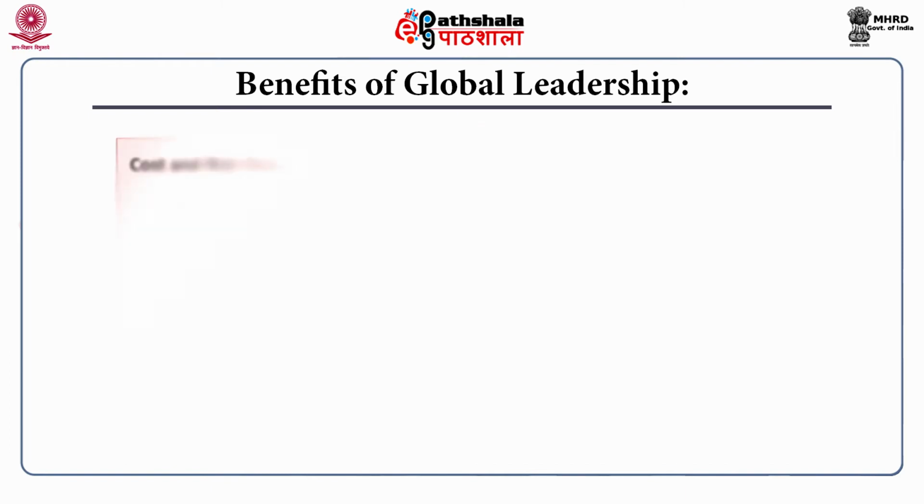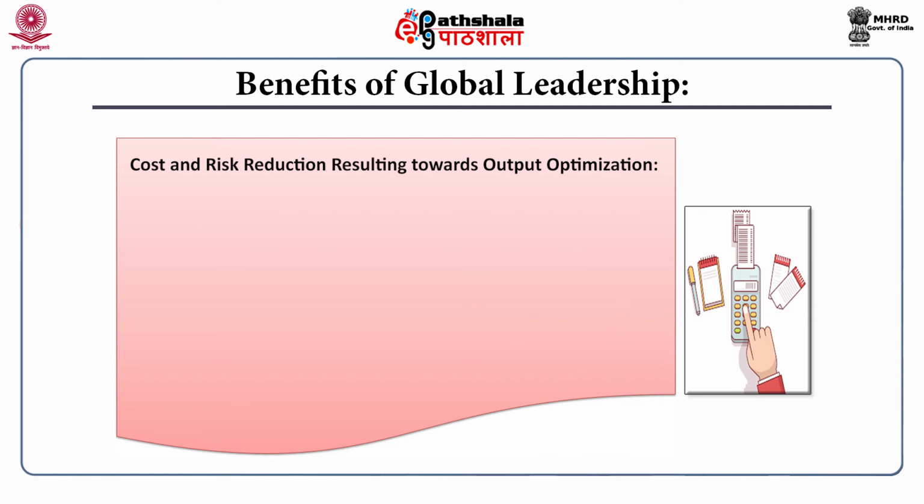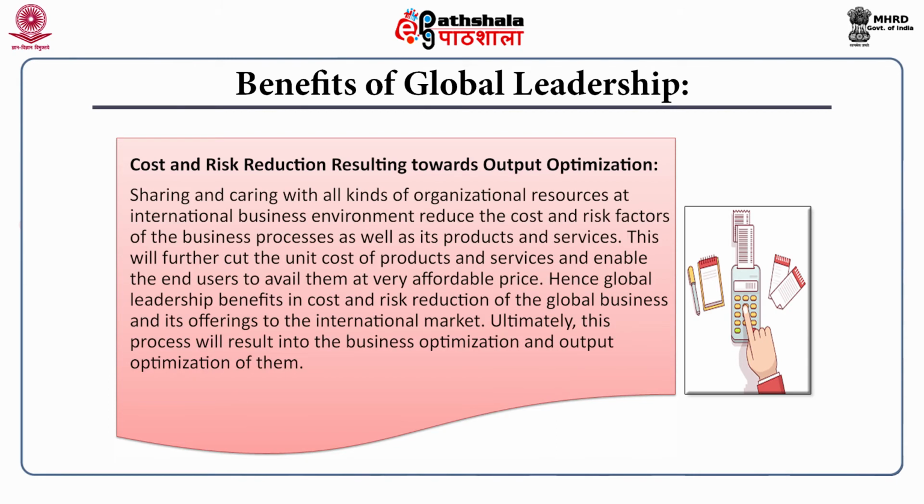Next is cost and risk reduction resulting in output optimization. Sharing and caring with all kinds of organizational resources in the international business environment reduces the cost and risk factor of the business processes as well as its products and services. This will further cut the unit cost of products and services and enable the end user to avail them at a very affordable price. Hence, global leadership benefits the cost and risk reduction of the global business and its offerings to the international market. Ultimately, this process will result in business optimization and output optimization.